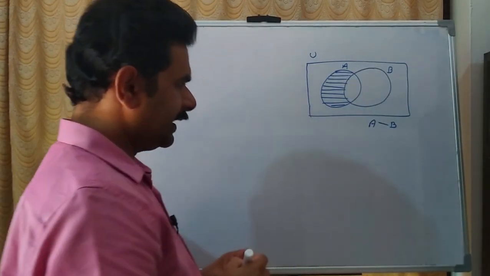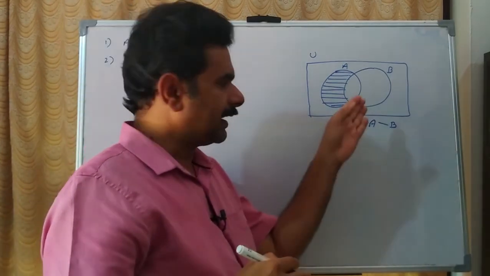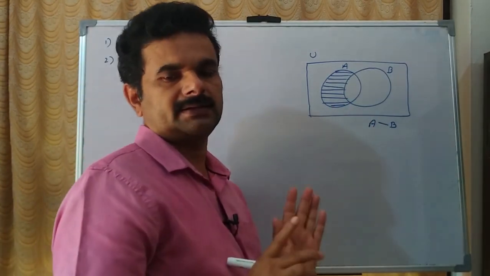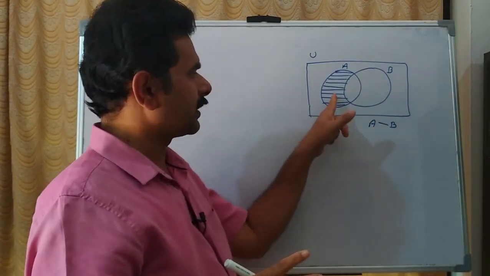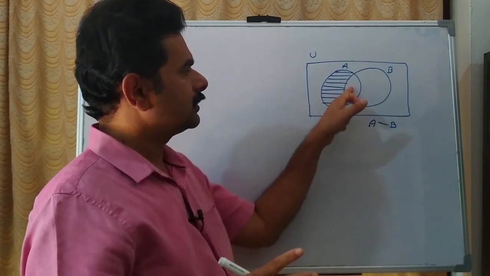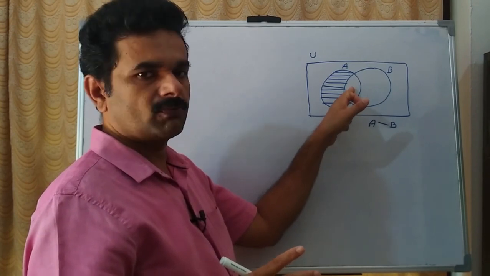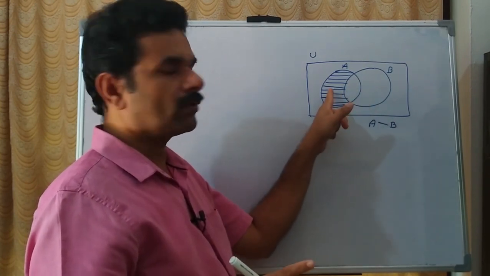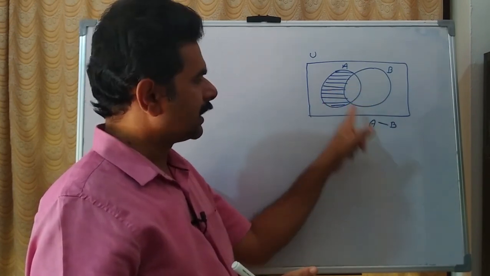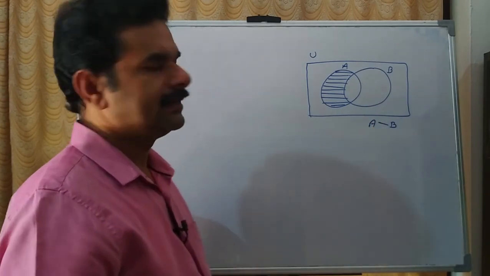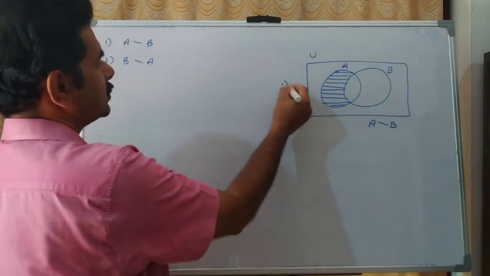Once again, A difference B means what? Elements of A but not in B. That is the definition. Elements of A, but not in B. So this is B only. This is for both A and B. This is for A only. So this shaded part is A difference B.